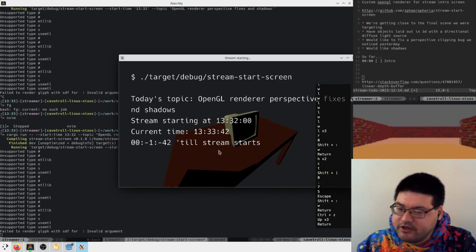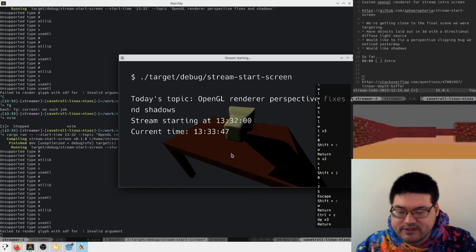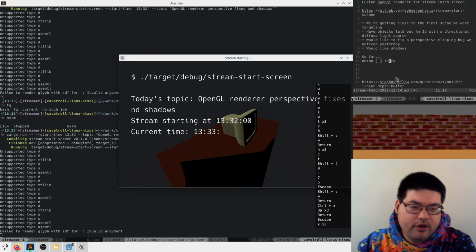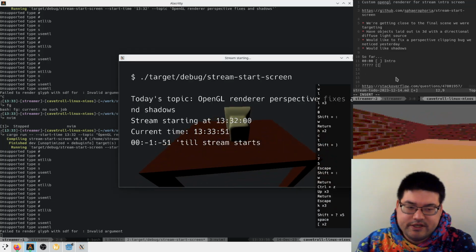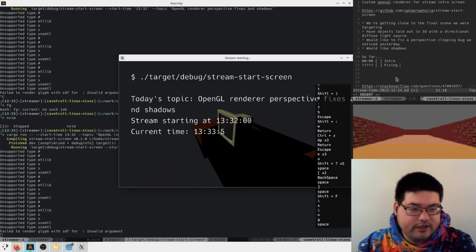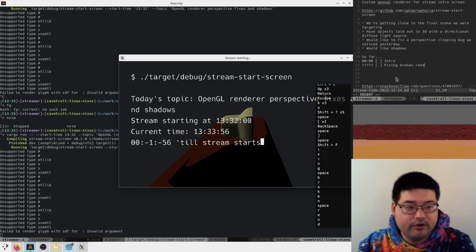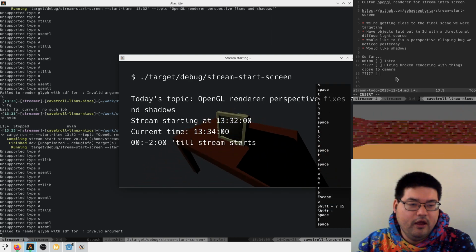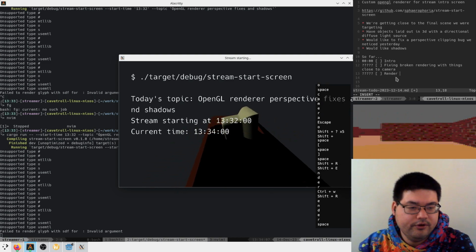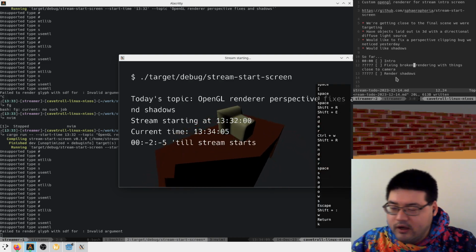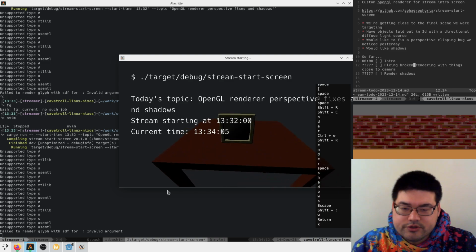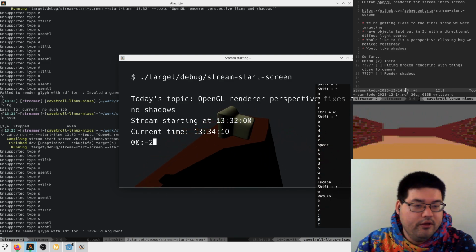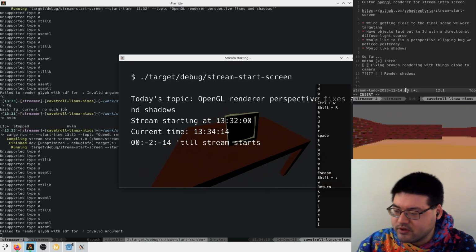And I think I understand why this is happening. I spent a lot of time looking at this last night, and I think we can fix it. So I think what we want to do is start by fixing broken rendering with things close to camera, and then render shadows. Okay. So let's start with the shadow stuff. Or not the shadow stuff, sorry, the broken render.